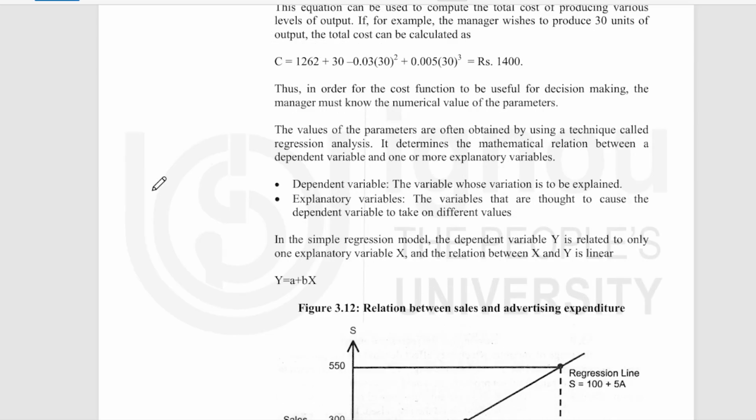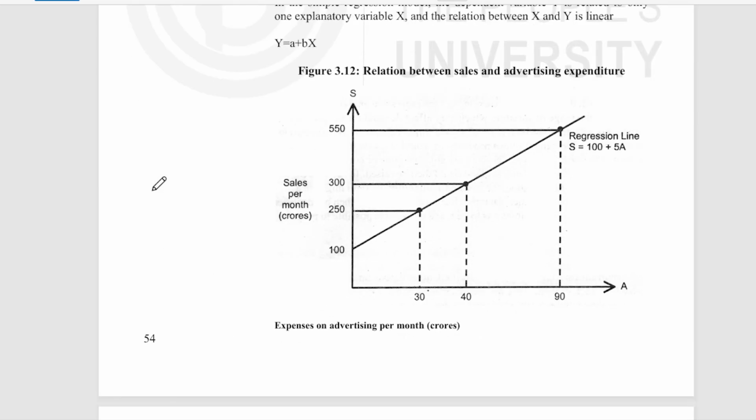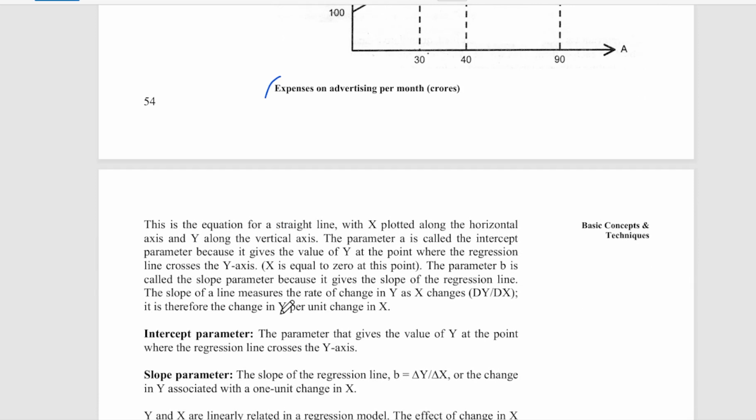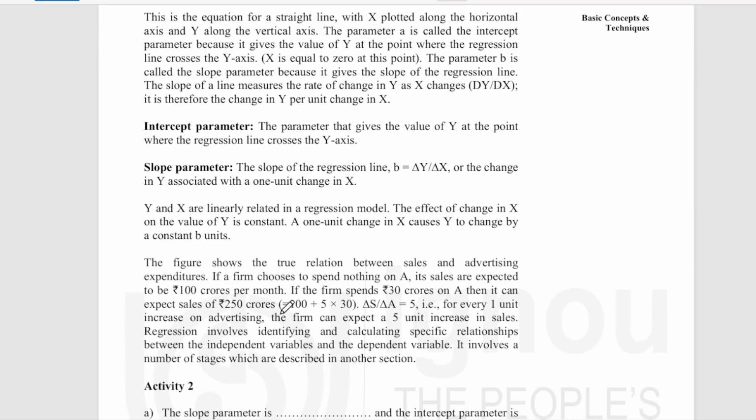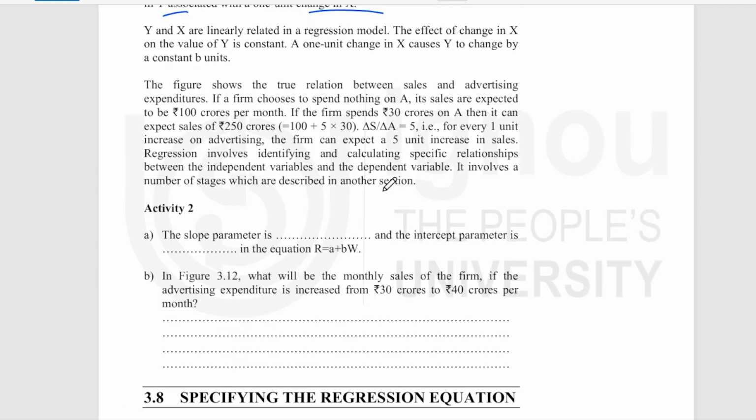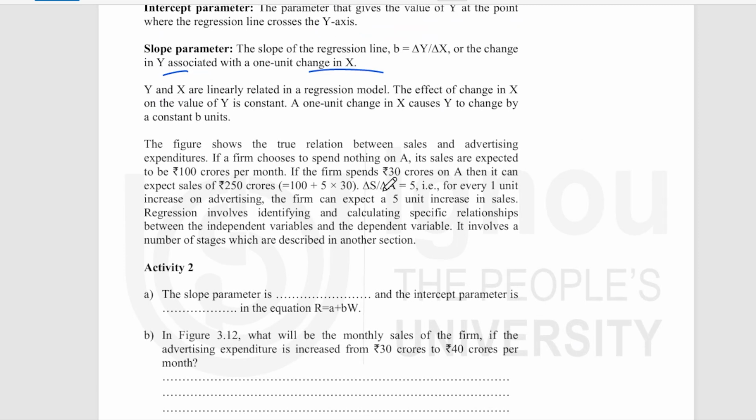An example is the relation between sales and advertising expenditure, that is the expense on advertising per month, that is cost. Here is the diagrammatic graphical representation. The intercept parameter is the parameter that gives the value of y at the point where the regression line crosses the y axis. The slope parameter is the slope of the regression line, b equal to delta y divided by delta x, or the change in y associated with a one unit change in x. Activity 2 is here based on this data; try to do it so you will get more idea. Please refer to your IGNOU study material in parallel with this video.